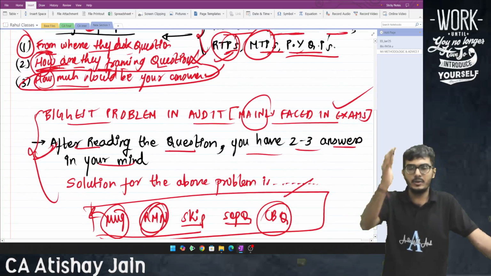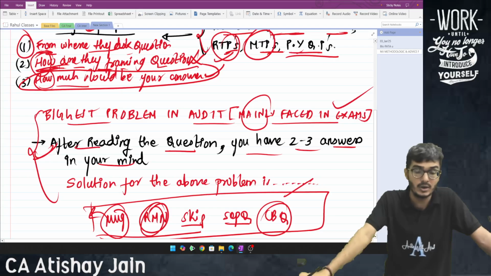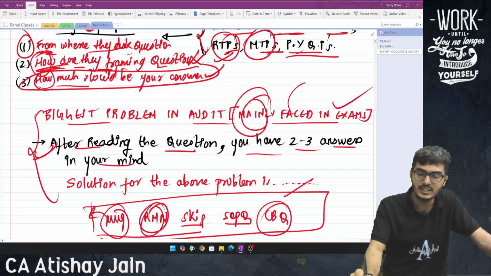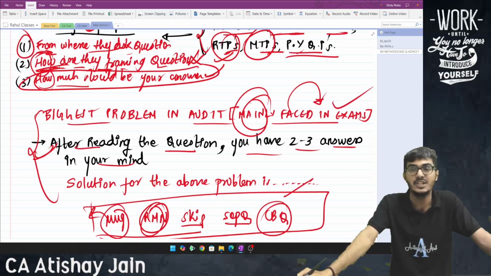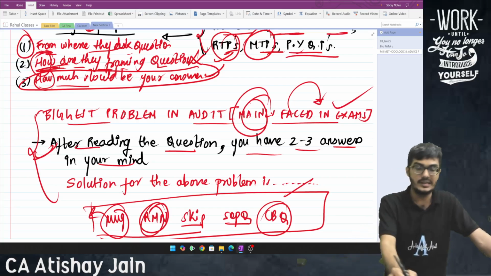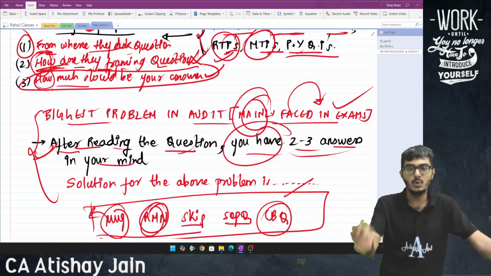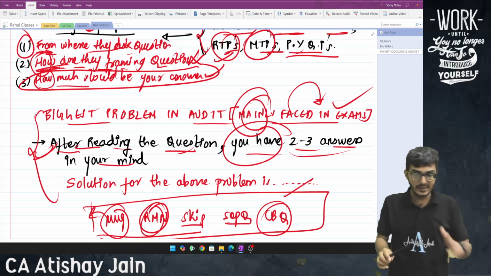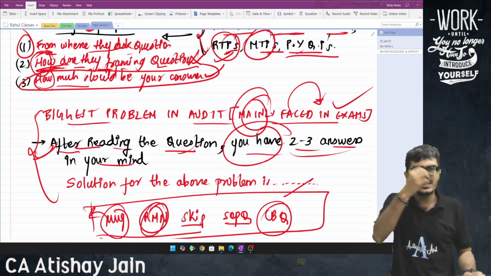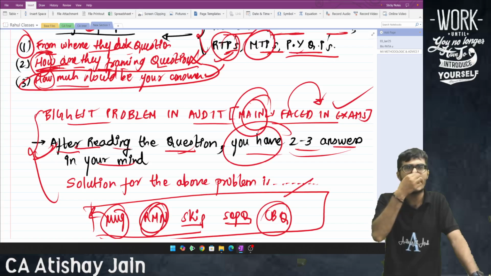Coming to the next biggest problem in audit. What is the biggest problem in audit which is mainly faced in the examination by each and every student? After reading a particular question, you have got 2 to 3 answers in your mind. You read a question in the examination and you think, this answer could be this, or that, which one is correct? You get that doubt, right?